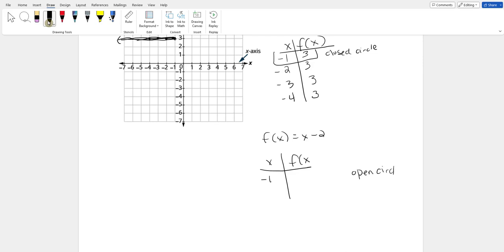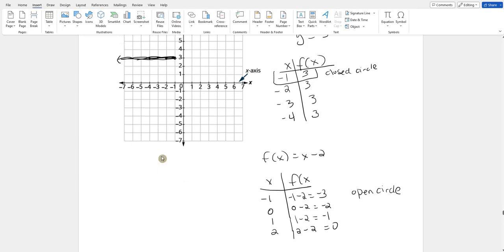So when I plug -1 back into this function, I get -1 minus 2, which is -3. I want everything greater than -1, so I'm going to put in 0. I can put in 1. I can put 2. And I can keep going, but I'm just going to do those three numbers. When I plug 0 in, I get 0 minus 2, which is -2. When I put 1 in, I get 1 minus 2, which is -1. And then when I do 2, 2 minus 2 is 0. So I'm going to plot these 4 points.